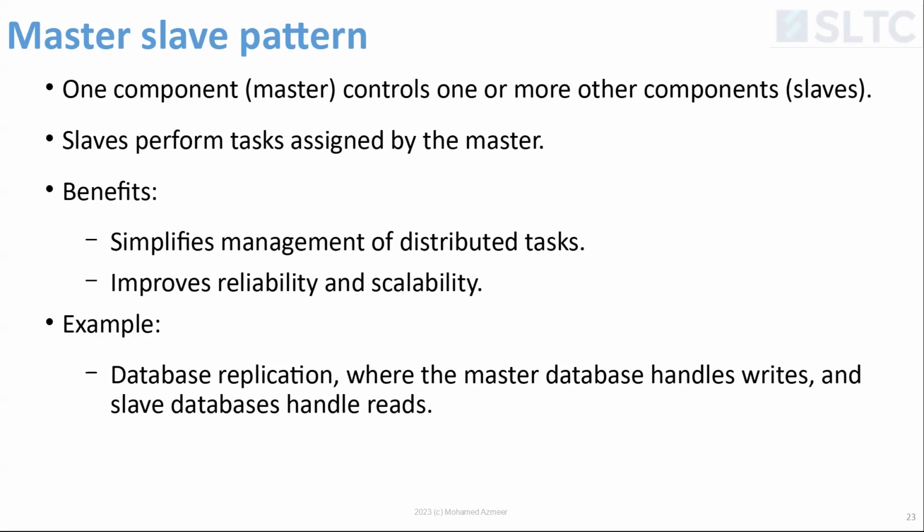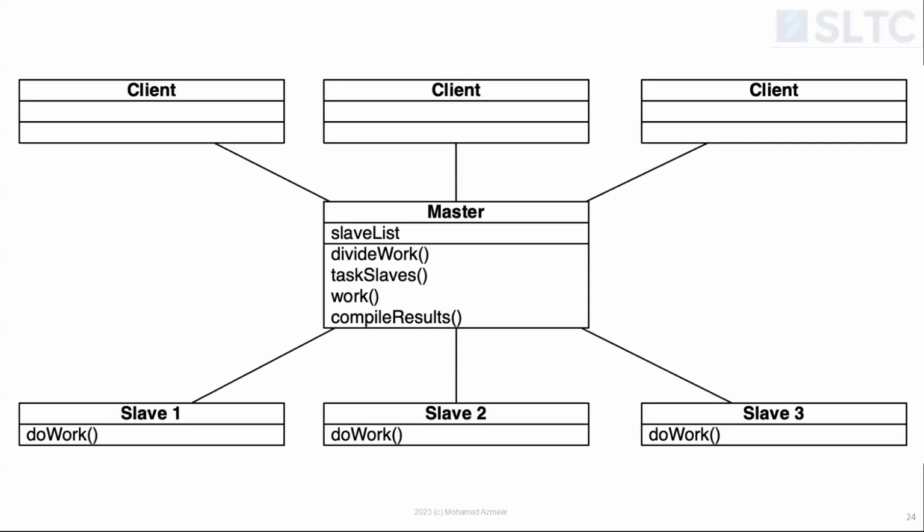So here again, the master controls more than one component. And the slaves can't do anything on their own. They will only do what the master asks them to do, right? So the issues are reliability, especially when it comes to database replication. There is one database handling all the slaves at the same time. So you've got to try it out and see how it is. Here's an example. There is a master and then these are clients.